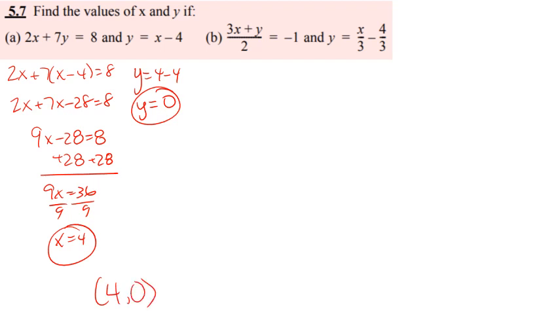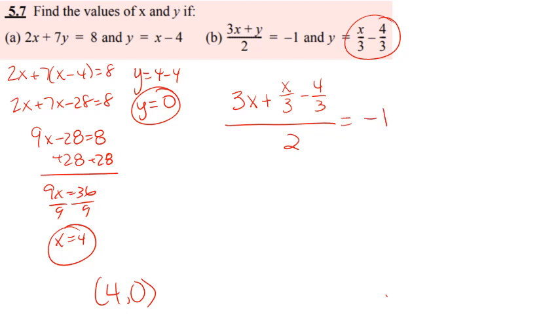All right, so the next one is our favorite from fractions, and let's just plug in and see what it looks like. So I have 3x plus, and then all this, x over 3 minus 4 over 3, all over 2 equals negative 1. So here it looks kind of disastrous. We have all this stuff going on. So what I want to do is take care of that 2. I'm going to multiply 2 on both sides to get rid of that 2. Now 3x plus x over 3 minus 4 over 3 equals negative 2.